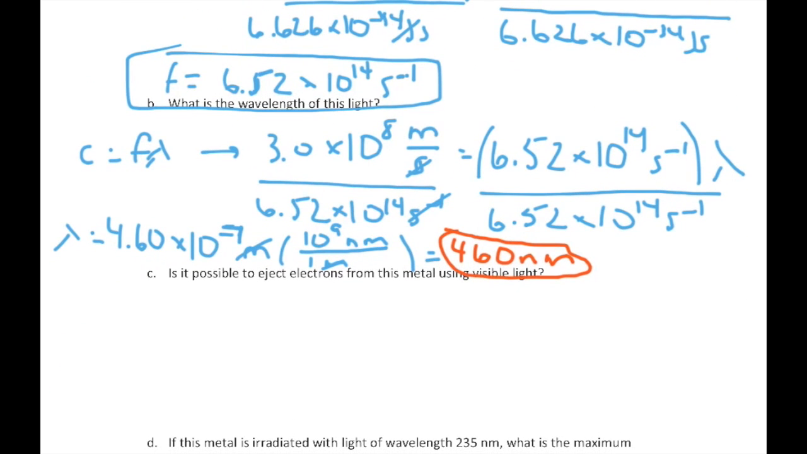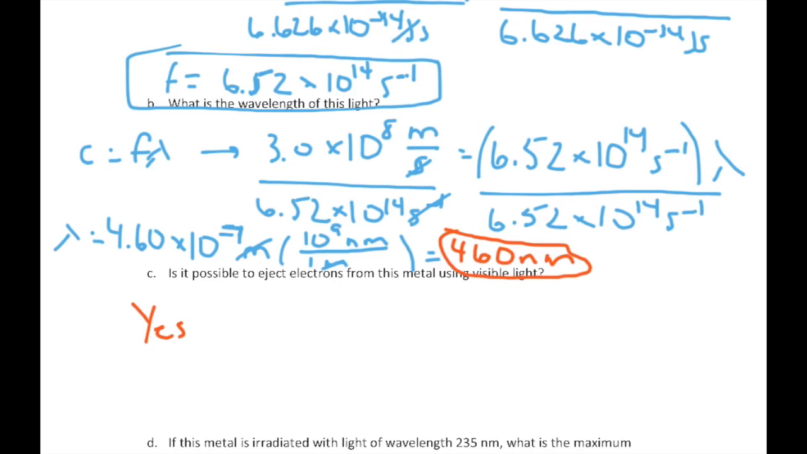Okay, moving on to part C. Is it possible to eject electrons from this metal using visible light? Okay. And if so, what color light would you say? So looking back at the book here, at the Roy G. Biv, the electromagnetic spectrum, we see that 460 happens to be in the violet-blue range. So our answer is yes.